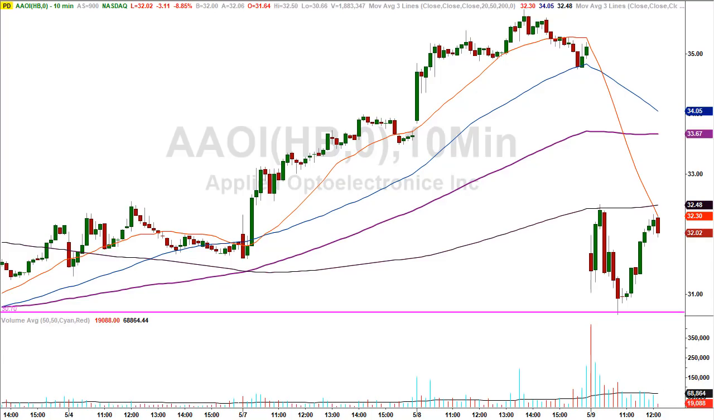We're back on the chart of AAOI. You can see where the stock closed yesterday, all the way up above $35 a share.